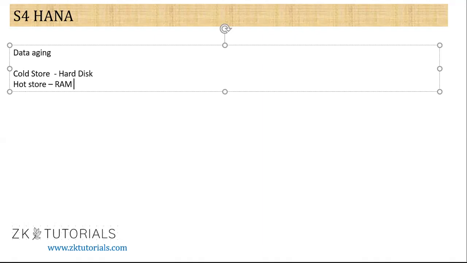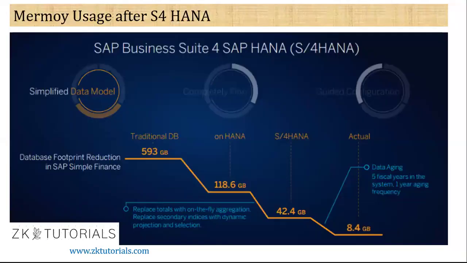The data which is needed frequently, or which might be needed by any chance, keep it in the RAM, the hot store, the expensive memory. But the data which is rarely used, you can send to the hard disk, the cold store. So you can further reduce the memory requirements to 8.4 gigs of RAM.